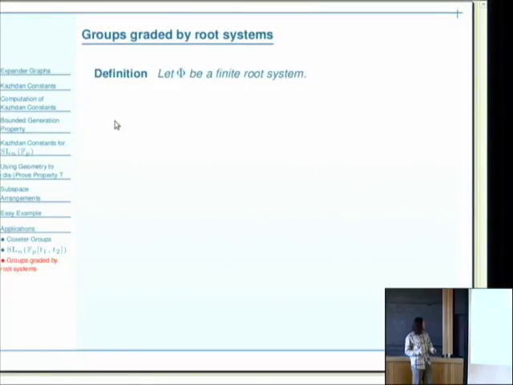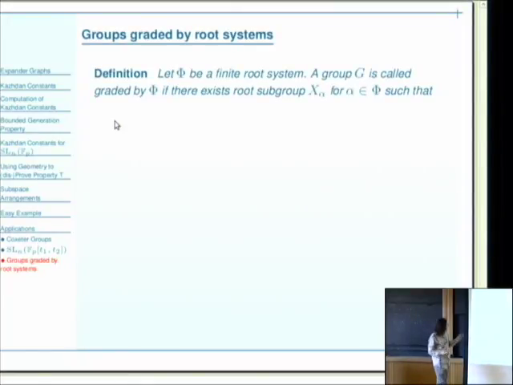Okay, do I want to go with this one? Okay. So we have some kind of project with Misha and Andrei to generalize their result about EL3R. So we define something which we call a group graded by a root system. And our example is essentially groups of Lie type where you have root subgroups corresponding to the roots.